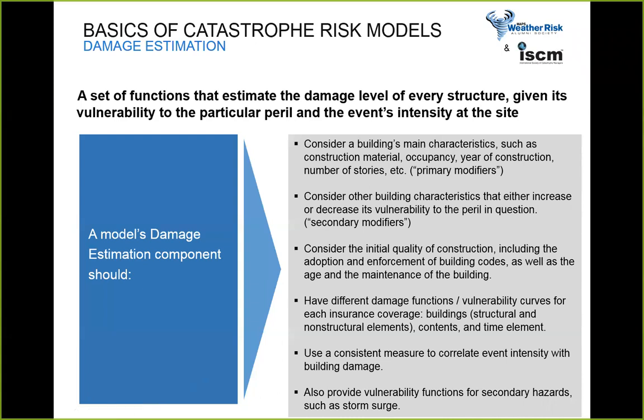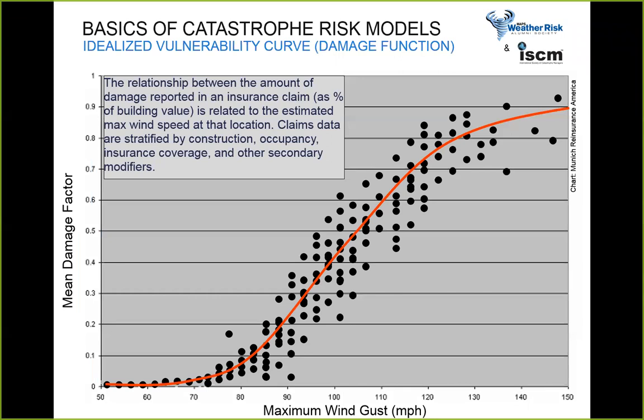So I talked about the consistent measure to relate event intensity with damage. For tropical cyclone, it's usually 3-second gust. And lastly, if you're covering secondary hazards like fire following earthquake or storm surge, you need separate vulnerability functions for them as well. And this is a very idealized example of what a vulnerability curve generation and calibration looks like. On the x-axis, we have 3-second wind gust, and on the y-axis, we have the mean damage factor to the house on a scale of 0 to 1. So a percentage damage factor, essentially.